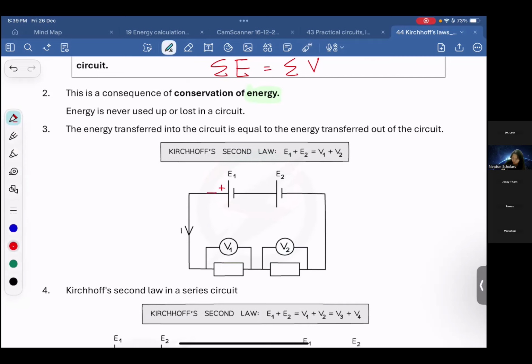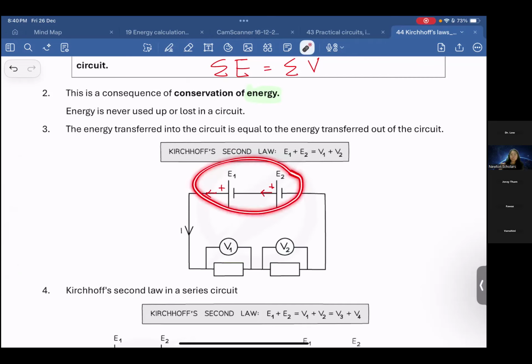Here is positive, so current is going up. Here positive is going up. They have the same direction, so the energy provided by these two cells or batteries should be added together, unless they are connected in opposite ways. Then we need to use the bigger EMF minus the smaller EMF. But right now they have the same direction, so we just add them up: E1 plus E2.